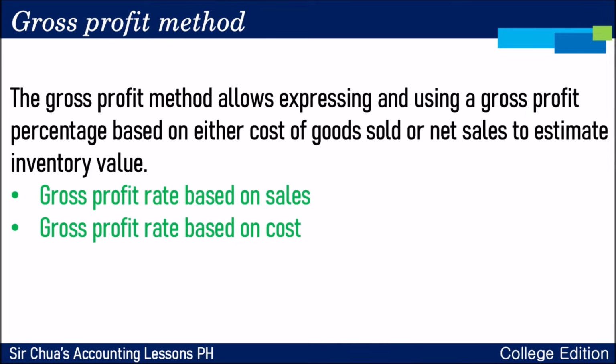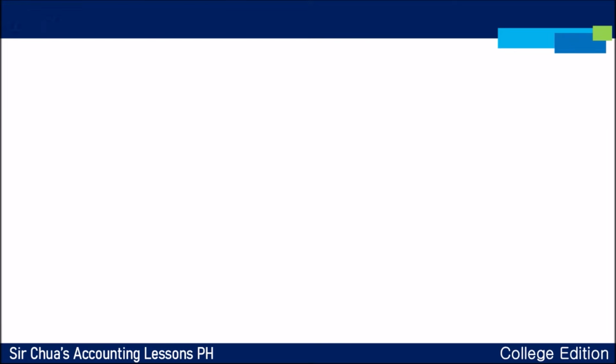Do we maintain 40% gross profit rate? Do we maintain 30%? Do we maintain 60%? So, depende sa company. Now, the gross profit rate can either be expressed as gross profit rate based on net sales or gross profit rate based on the cost of the inventory. So, to further elaborate ano yung sinasabi natin gross profit rate based on sales and based on cost, mag-example tayo ng may numero para hindi kayo nag-i-imagine.